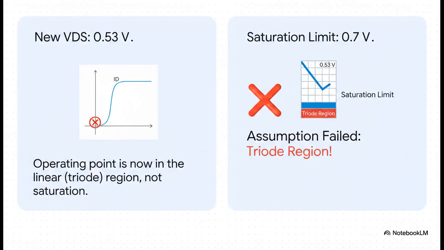And this shows the problem perfectly. Our new VDS, 0.53 volts, is now below that 0.7 volt limit we needed to stay above. We've pushed the transistor out of the saturation region and into something called the triode region. It's not an amplifier anymore. It's just a resistor. We've actually killed the gain we were trying to increase.